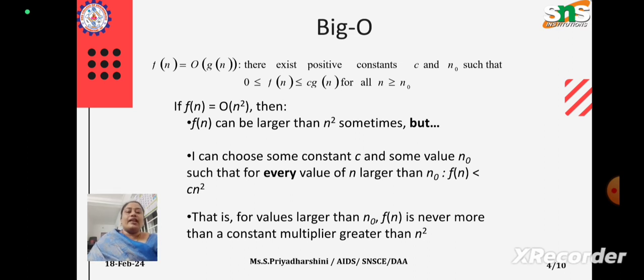If f of n is big O of n squared, then f of n can be larger than n squared sometimes. But I choose some constant c and some value n naught such that for every value of n larger than n naught, f of n is less than c into n squared. That is, for values larger than n naught, f of n is never more than a constant multiplier greater than n squared. So this is about big O.